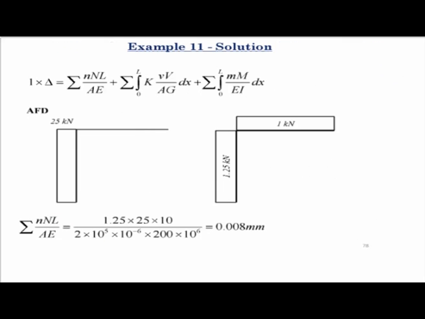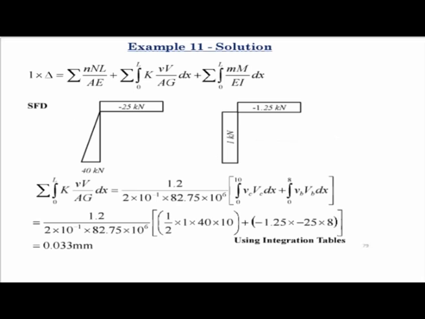It is n times N times L over AE, where small n is the axial force due to the virtual load, which is 1.25. Capital N is the axial force due to the applied load, which is 225. L is the length, and AE. So that gives you the displacement of this joint due to the axial deformations.